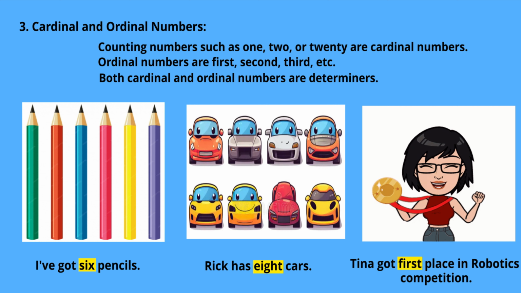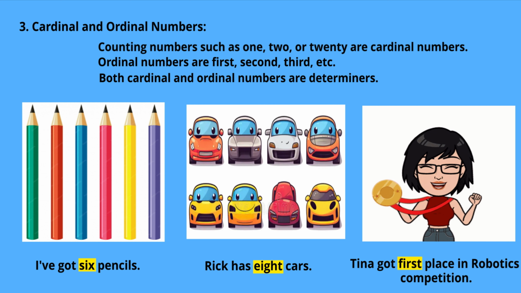So it is called the cardinal number and all cardinal numbers are determiners. In the second image, what do you see? You see a few cars, right? In the first row, there are 4 cars, and in the second row, there are another 4. So, total 8 cars. Rick has 8 cars. So, 8 is also a counting number. So, 8 will be the cardinal determiner.